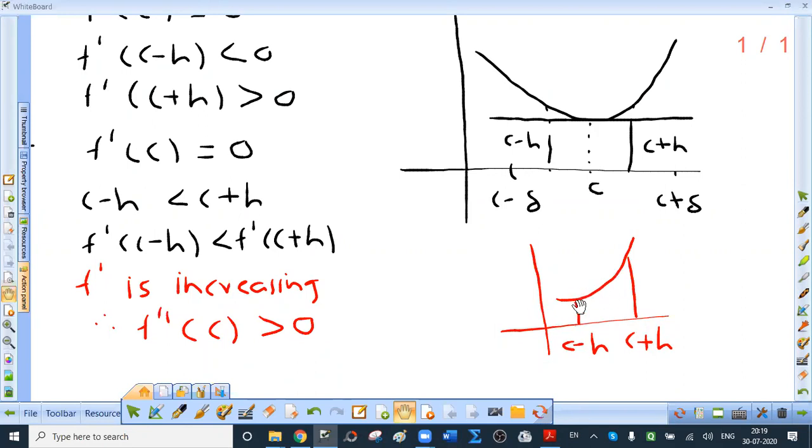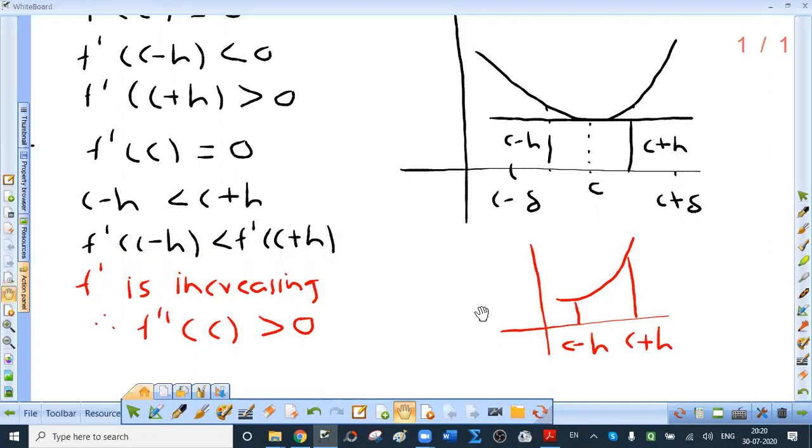So f dash of c minus h is also less than f dash of c plus h. This means f dash is an increasing function. For an increasing function, the derivative is greater than 0. So what is the derivative of f dash? The derivative of f dash is nothing but f double dash. So what is the second derivative test for minimum? That f dash of c must be 0 and f double dash of c must be greater than 0.